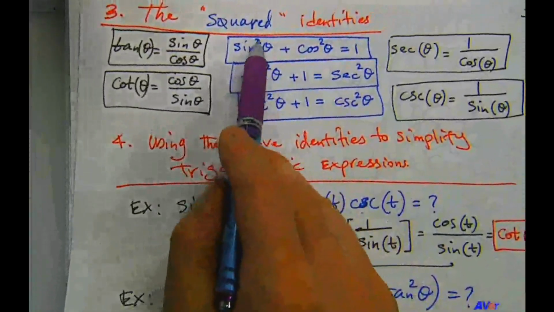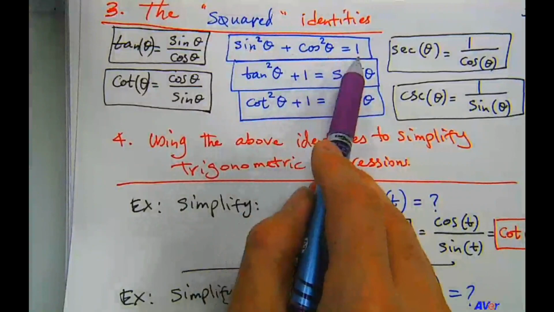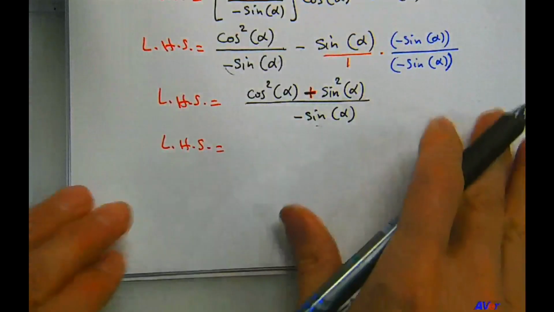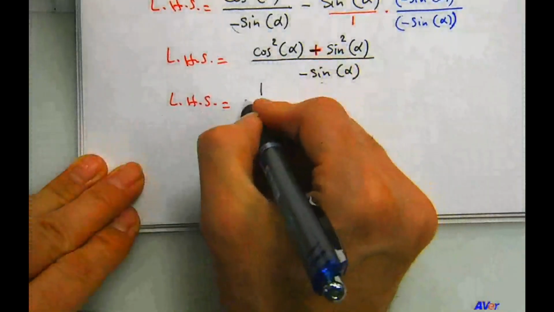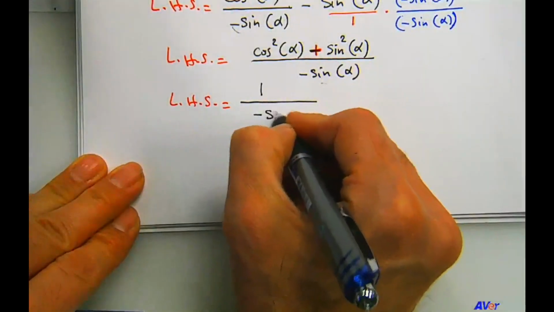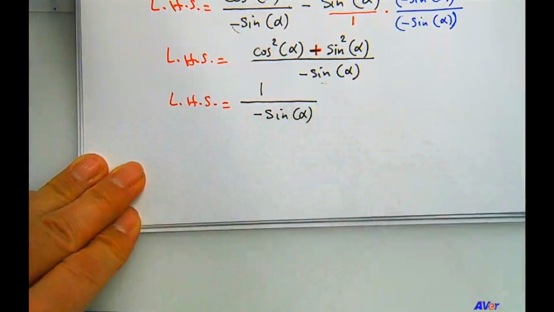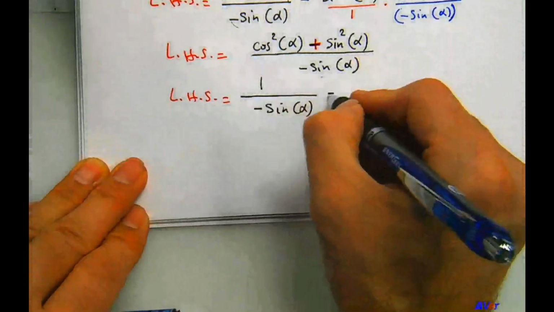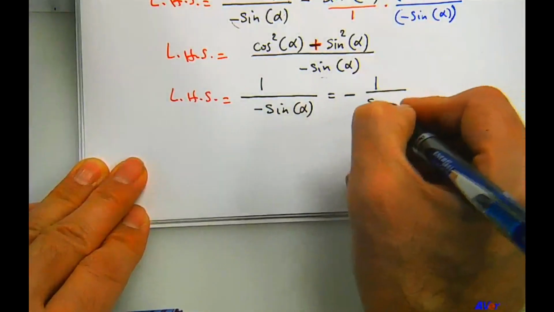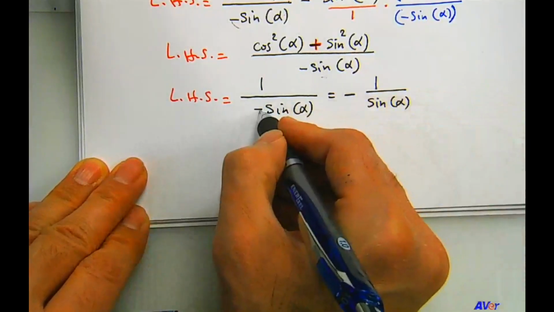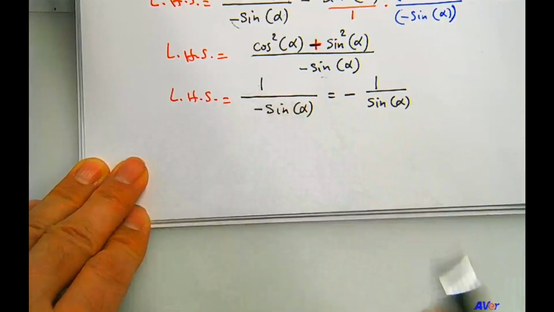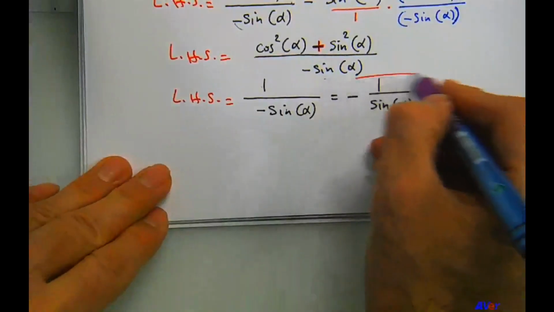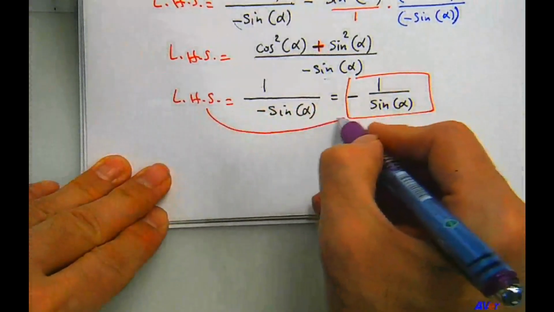Remember this? Sine squared theta plus cosine squared theta is equal to 1, right? So this numerator is equal to 1 divided by minus sine of alpha. Okay? Or you can write this as minus 1 over sine of alpha. This minus can be up here in front or down in the denominator. So this is what the left-hand side is. That's the left-hand side right there.